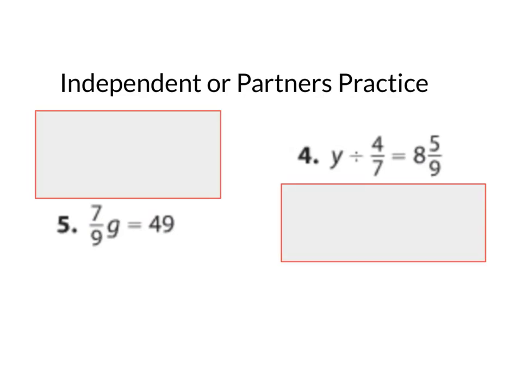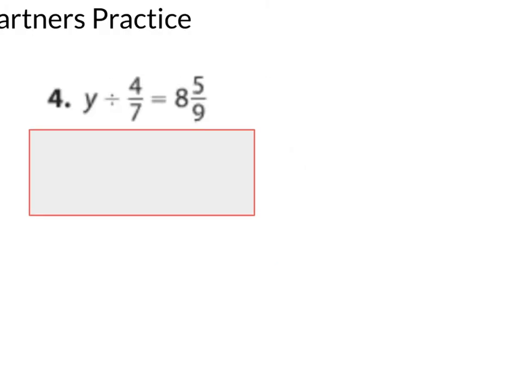For independent or partners practice 4, 9, 6, I just have 2 problems for you, number 4 and 5. I'm going to show you the answer for number 4 first in 3, 2, 1. Make sure that you have both the answers of 4 and 5 done before this. Now talking about number 4.